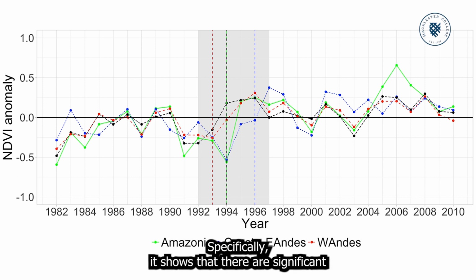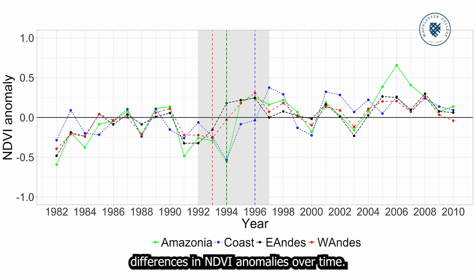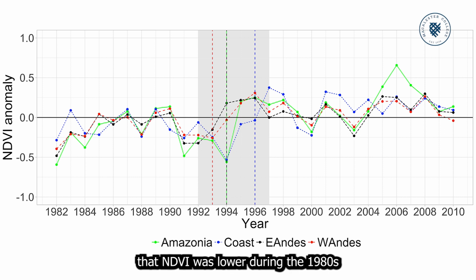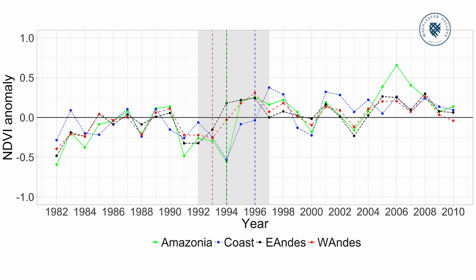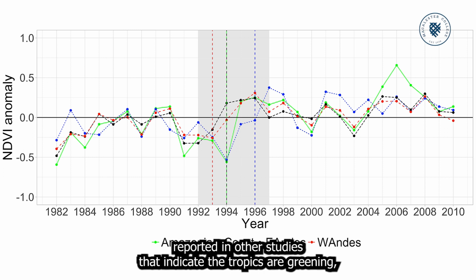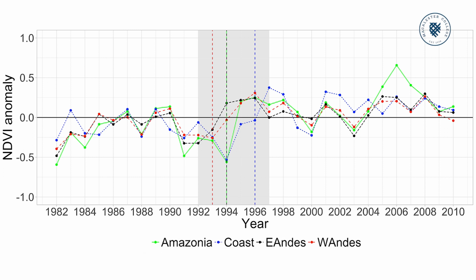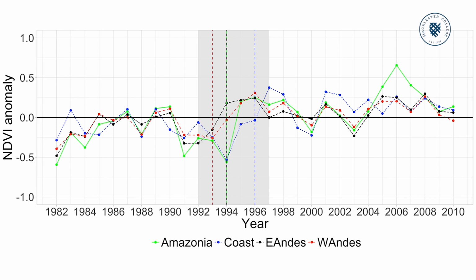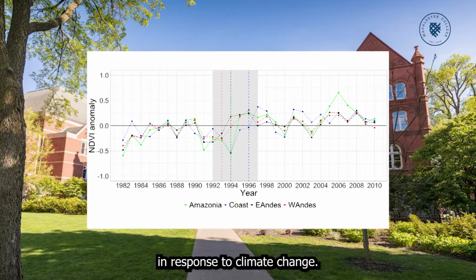Specifically, it shows that there are significant differences in NDVI anomalies over time. Overall, the graph suggests that NDVI was lower during the 1980s and late 1990s, and increased during the late 1990s and early 2000s. This finding is consistent with global greening trends reported in other studies that indicate the tropics are greening, or at least greened up, during the last half of the 20th century in response to climate change.